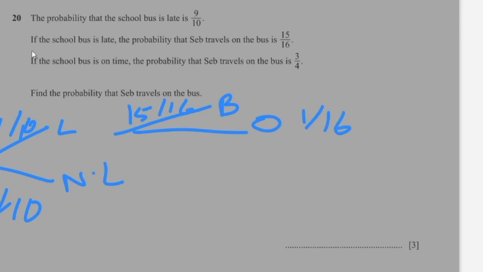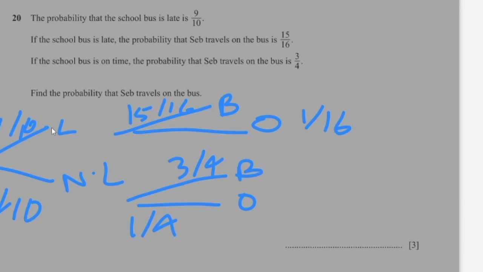If the school bus is on time, the probability that Sab travels on the bus is 3 by 4. So we have it on time, and traveling on bus is 3 by 4, and otherwise should be 1 by 4. Okay, find the probability that Sab travels on the bus.